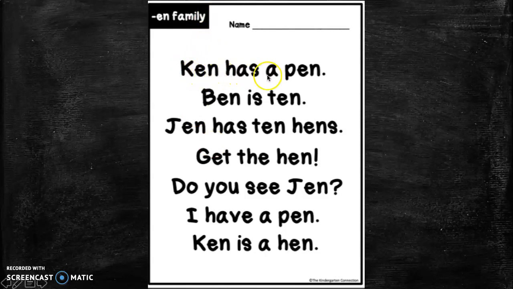Ken has a pen. Ben is 10. Jen has 10 hens. Get the hen. Do you see Jen? I have a pen. Ken is a hen. So now your job is to read it again, and then you have to write all the words ending with N.